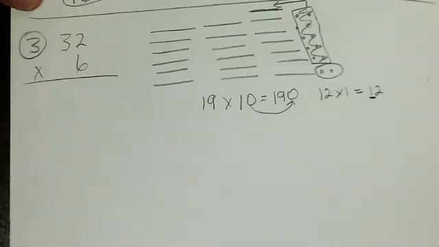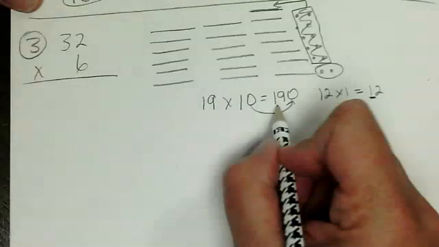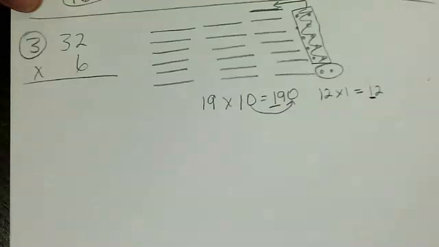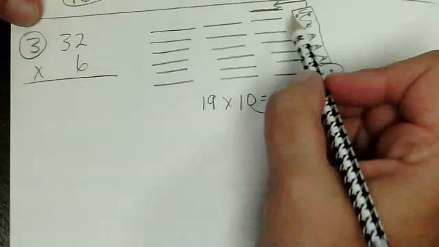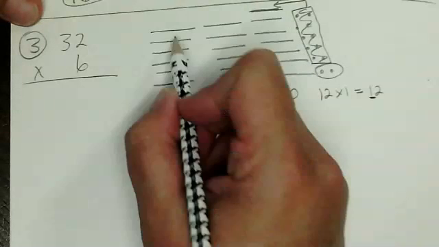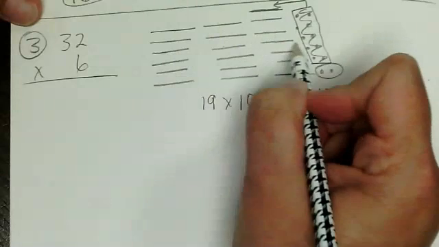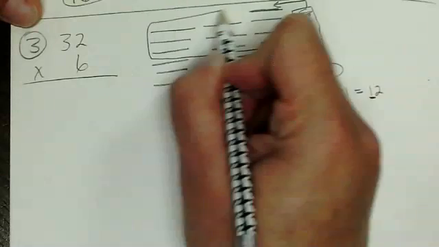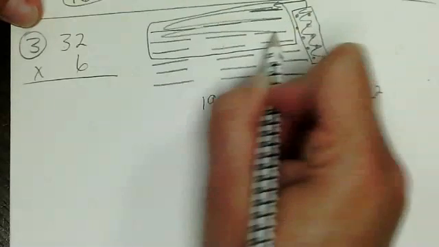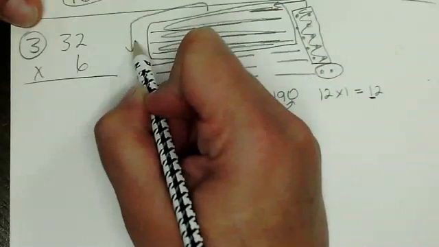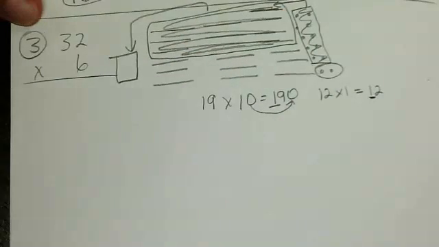That's definitely more than 10 of them. And look, I have a number in the hundreds place now. So I can take 10 of these and move them over. 1, 2, 3, 4, 5, 6, 7, 8, 9, 10. I'm going to take 10 of these and I'm going to move them to make 100.